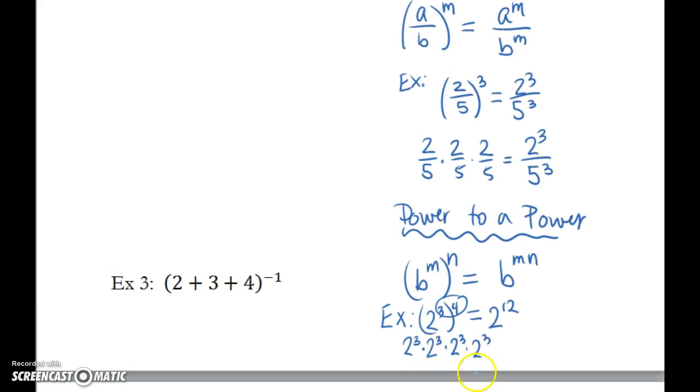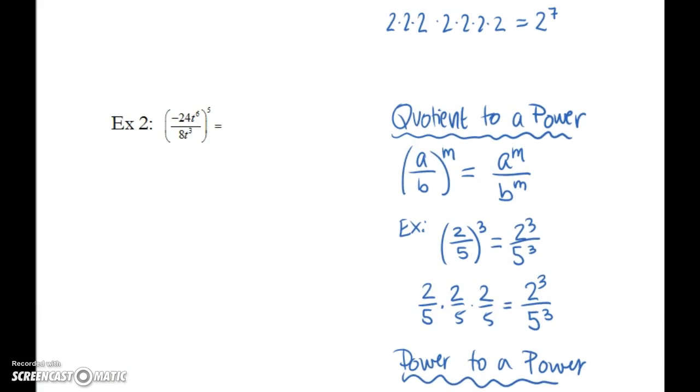That's 2 to the 3rd to the 4th power. And each 2 to the 3rd gives us 3 2's. So we have 3 2's and 3 more 2's, so on and so forth, for a total of 12 2's if we condensed it back together. Shortcut, multiply the exponents. So if we go back to our example, how do we apply these properties here?